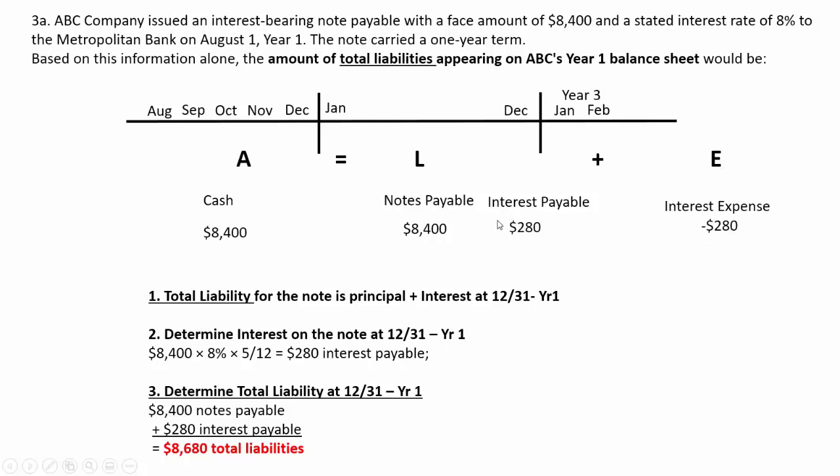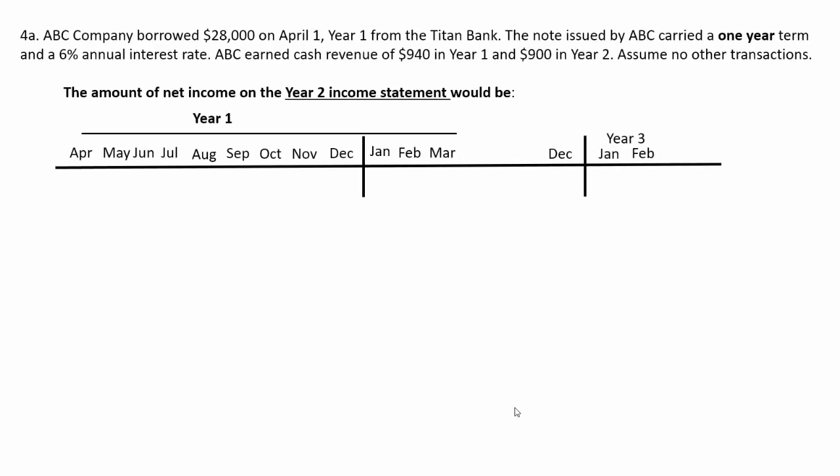And so the answer again is, they want to know what the total liabilities would be. It would be under liabilities, notes payable and interest payable. The total would be $8,680. The next question.